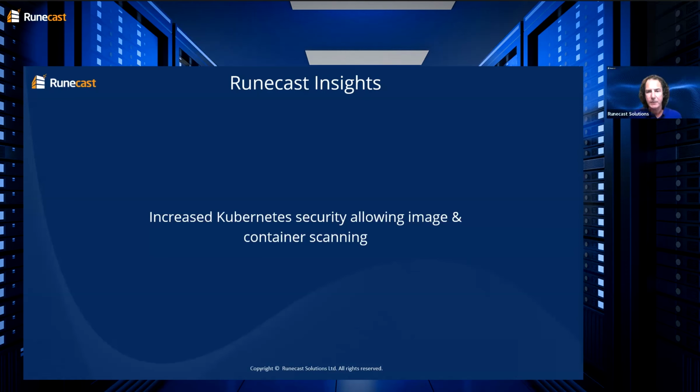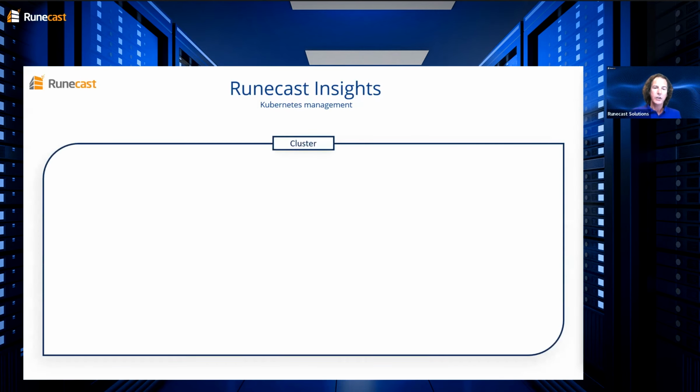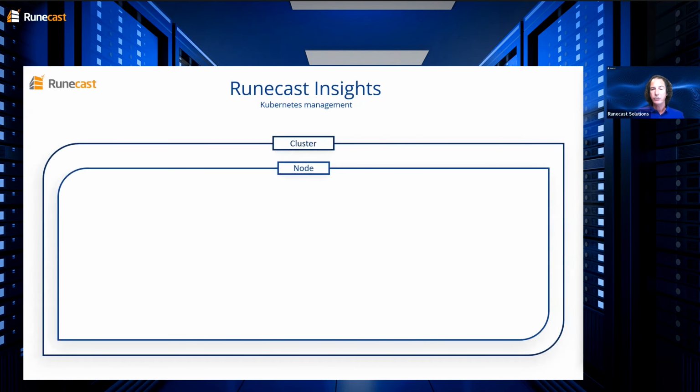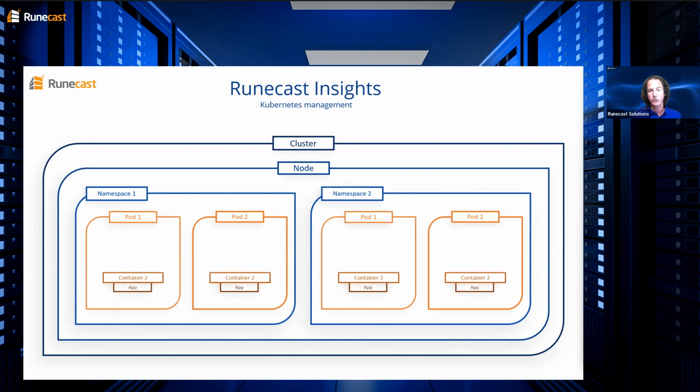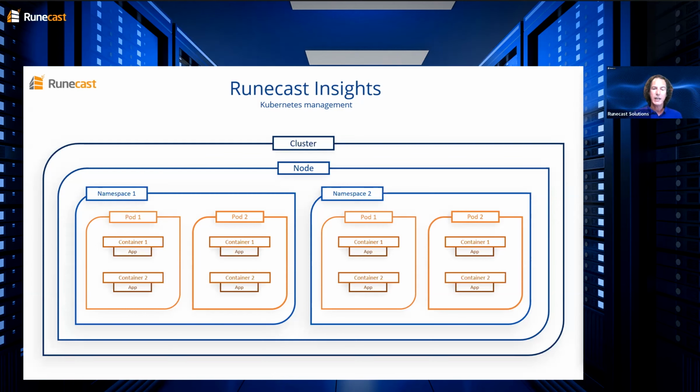So, Kubernetes management. Until now, Runecast has provided checks on cluster roles, cluster bindings, nodes, namespaces, and pods. And in 6.2, we've now included container image scanning, which allows us to go deeper and check into application vulnerabilities in containers. This enables Runecast users to gain further vulnerability and security compliance, but it also allows you to take a shift left approach to container deployment. We're going to have a little look at that in a second.